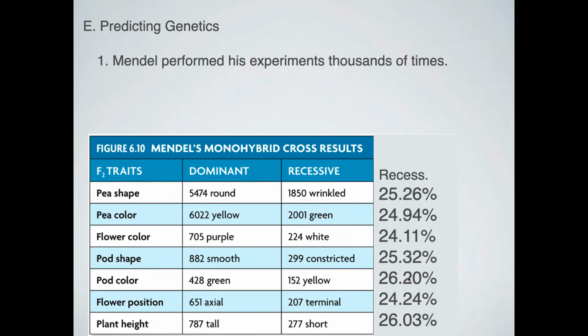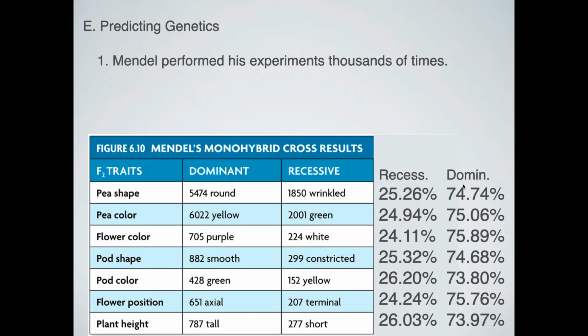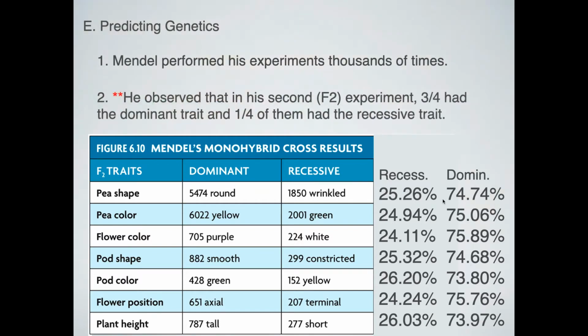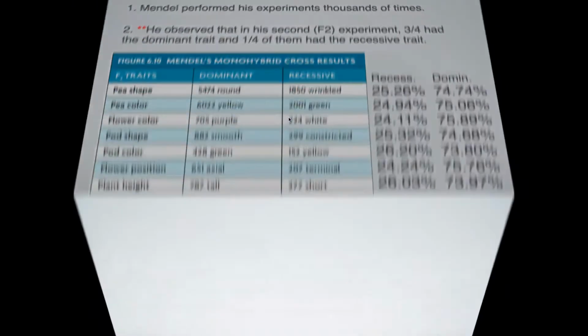What do we notice about these numbers? They're all about a quarter. Dominant, on the other hand, again, you can see there's some variety here, but all of them are about 3/4, about 75%. So what he observed is that in his F2 experiment, regardless of what trait he was looking at, 3/4 of the pea plants always had the dominant trait and a fourth of them had the recessive trait.